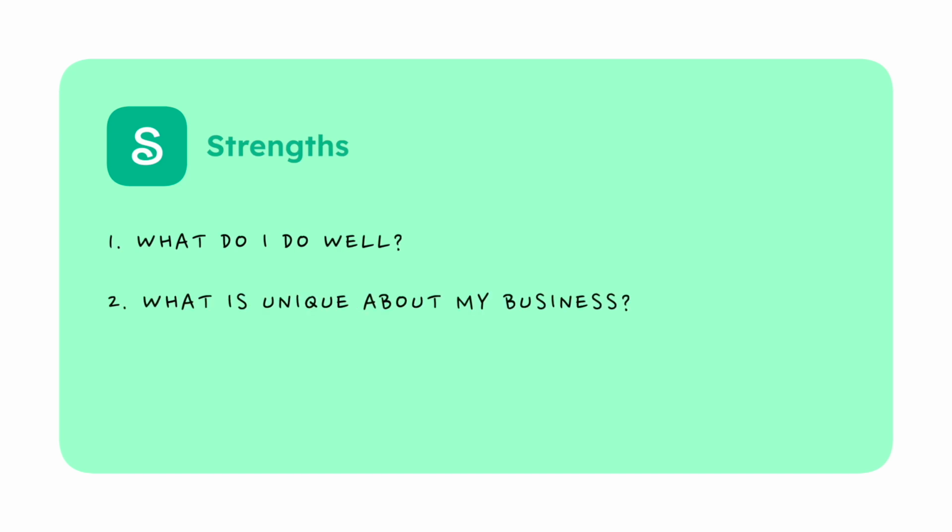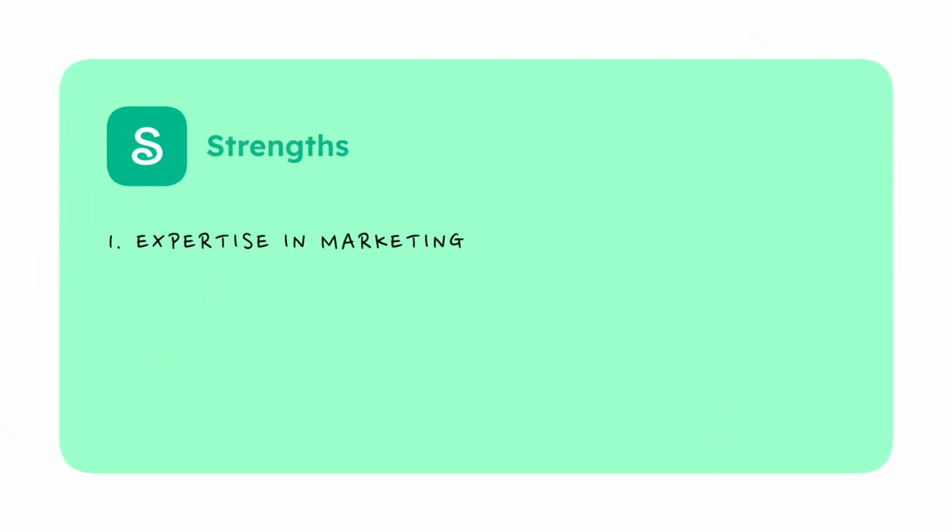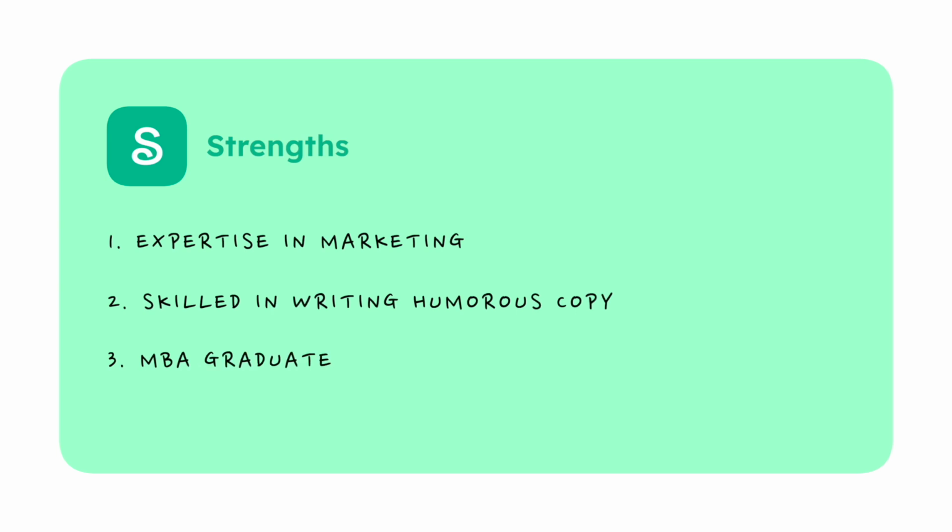Starting with strengths. In this part, you might want to ask yourself questions such as, what do I do well? And what is unique about my business? In my case, I did some self-reflection and wrote down some of my strengths. I am pretty good at marketing. I can write funny copy, I think. And I know a thing or two about business because I have an MBA. I also have experience running a small business of my own.